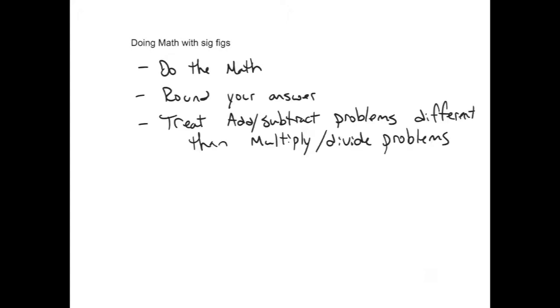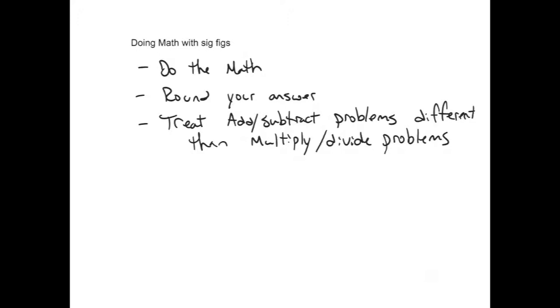So you encounter a problem where you're going to do some math. You're going to multiply some numbers together. You're going to add some numbers together involving significant figures. You first do the math in your calculator. You have the entire number and you round your answer off. But you're going to round your answer treating adding and subtracting problems differently than multiplying and dividing problems.